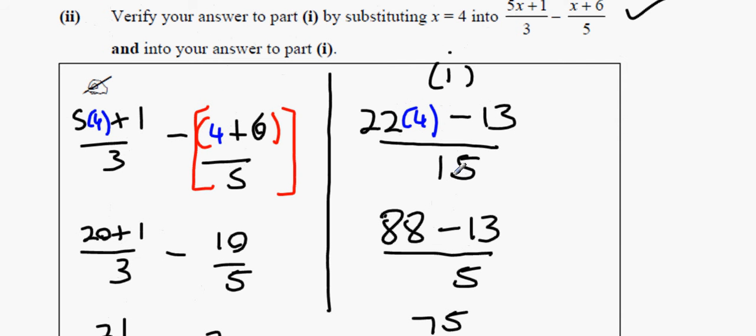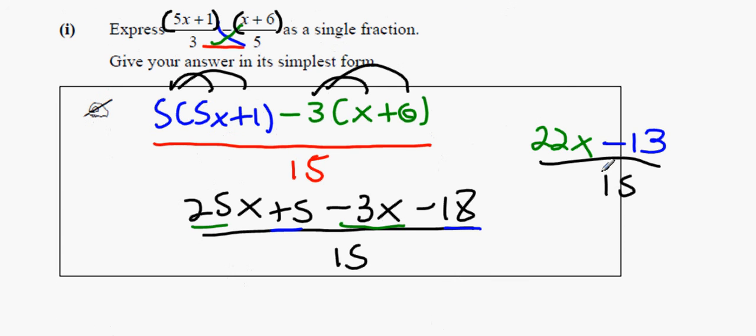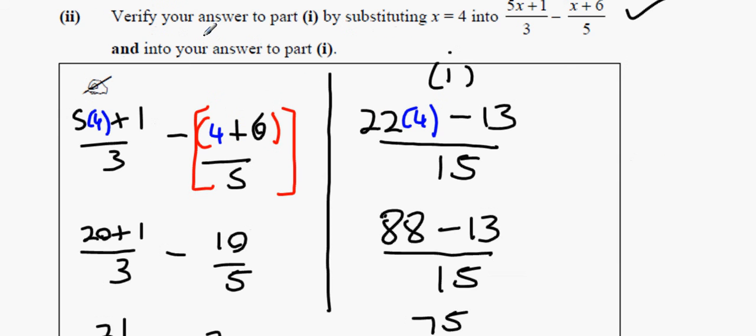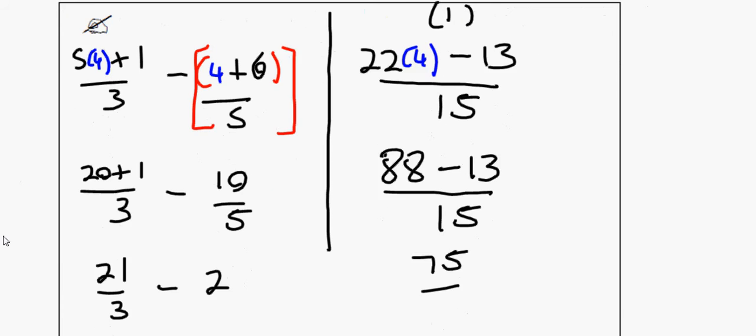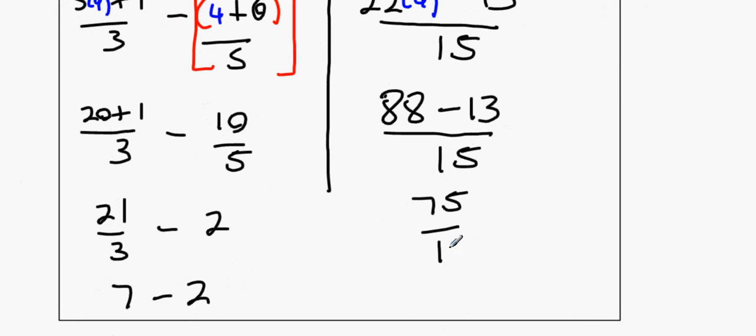So I just took this down wrong. The answer to the last question was over 15, okay? So just be careful not to make an easy error, okay? Because we knew we were expecting the same answer, so it's got to be over 15. 75 over 15 is equal to 5, okay? So now we know that both answers are the same. Hence, we have verified our answer.